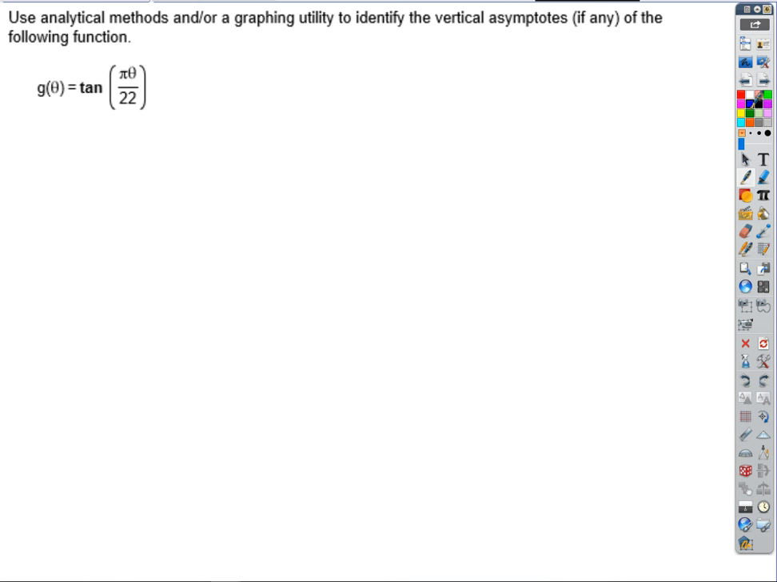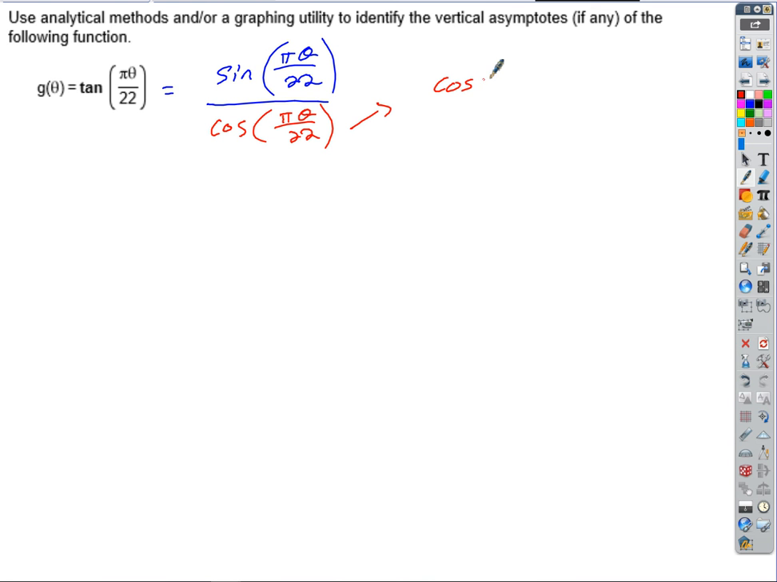So g of theta equals sine of pi theta over 22 divided by cosine of pi theta over 22. So first of all, somebody tell me, where are vertical asymptotes going to exist? I don't want specifics, but just tell me how we are going to look for it. Okay, where the denominator is 0, right? So asymptotes exist where cosine of pi theta over 22 equals 0.